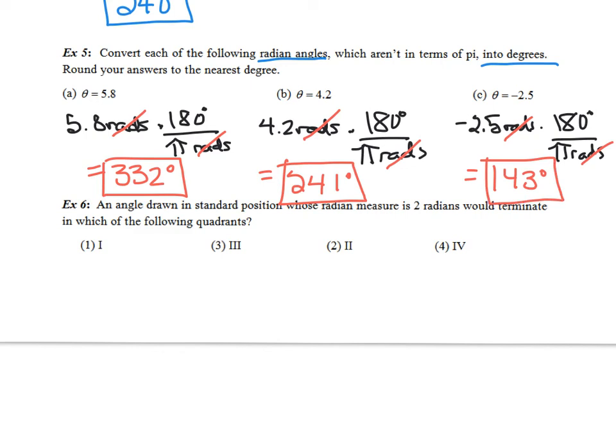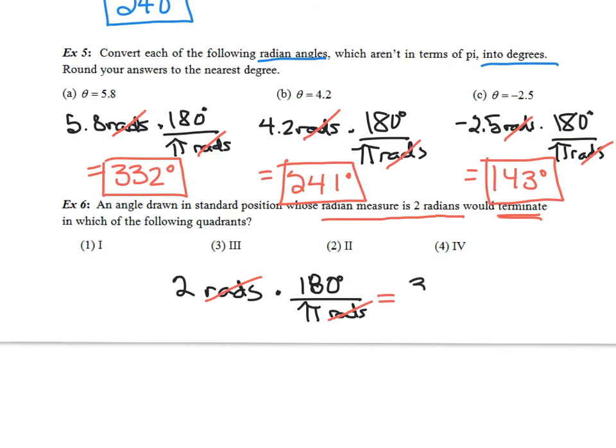Now exercise 6 is very similar. It says an angle drawn in standard position has a radian measure of 2 radians. And we want to know, where's the terminal side of this angle going to be? Which quadrant? So let's start with our 2 radians, and let's convert it over to degrees. So I'm going to multiply by 180 degrees over pi radians. So once again, the radians are going to cross cancel. On my calculator, I'm going to say 2 times 180, that gives me 360 degrees. But then I'm going to divide by pi, and again, I'm using the pi key on my calculator. This is giving me, rounded to the nearest whole number, 115 degrees.